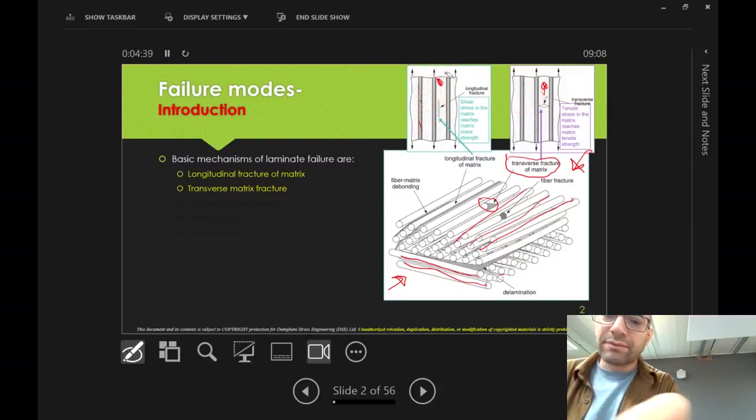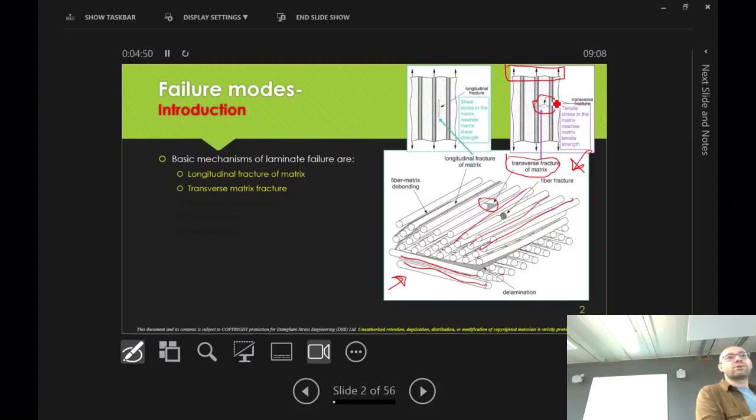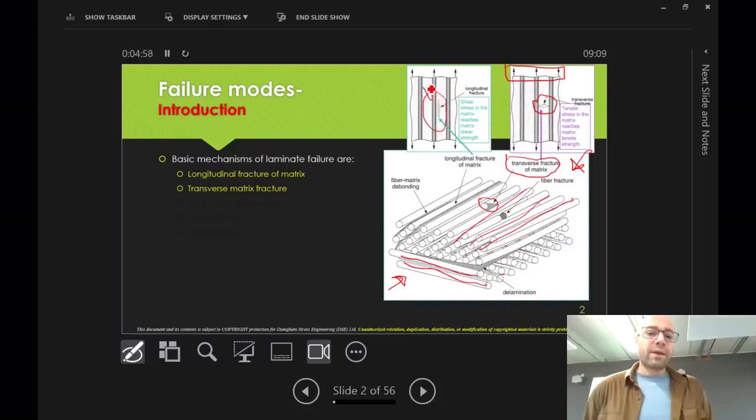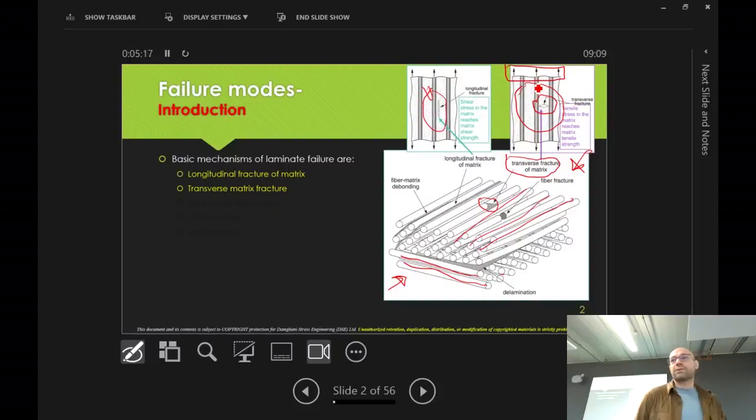So let me just get rid of these annotations again. So the loading is going vertically. In this case, transverse matrix cracking is going horizontal, perpendicular to the loading direction, whereas these ones are in the loading direction. In the case of the former, which is this one, the root cause is shear stresses, which exceed the shear strength of matrix. On the other hand, in this particular case, the root cause is the tensile stresses in the matrix that exceed the tensile strength of the matrix.